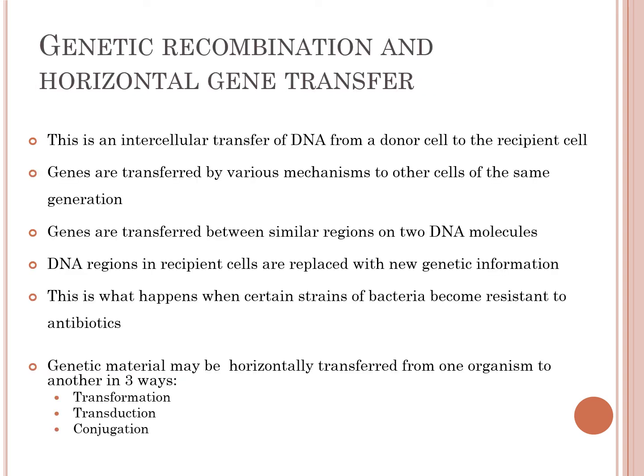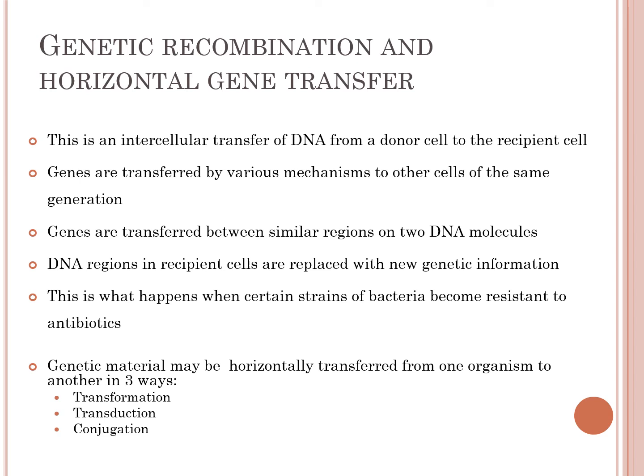Genetic recombination and horizontal gene transfer is an intracellular transfer of DNA from a donor cell to a recipient cell. Genes are transferred by various mechanisms to other cells of the same generation. Genes are then transferred between similar regions of two DNA molecules, and those DNA regions in the recipient cells are replaced with new genetic information. This is what happens when certain strains of bacteria become resistant to antibiotics.